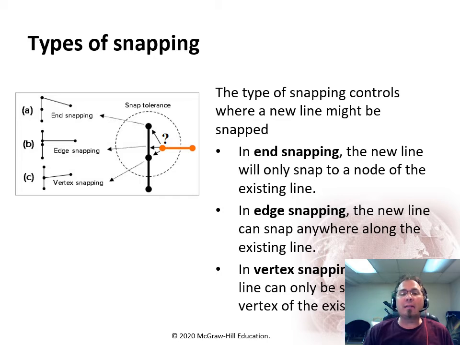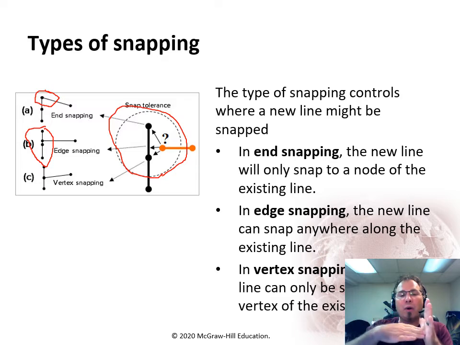So the first idea is end snapping, where the new line will only snap to the node of the existing line. You can see that here up on top in section A. So once you're dragging your line within the confines of this dotted circle, if you have end snapping on, it'll only snap to one of the two ends. That's it. Now you can also have edge snapping. Edge snapping will snap a new line anywhere along an existing line. You can see that in the middle here. So as long as you get that within the snapping tolerance, it'll snap it to the line, and then you can drag it up and down to where you need it.